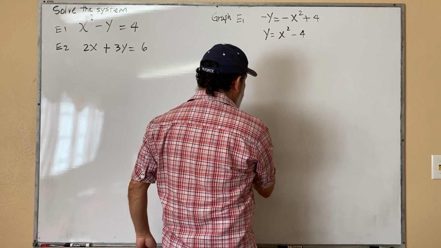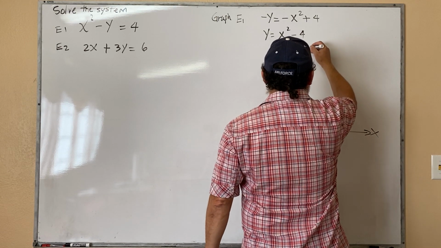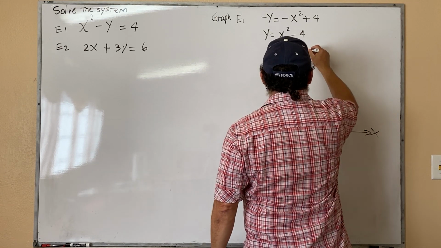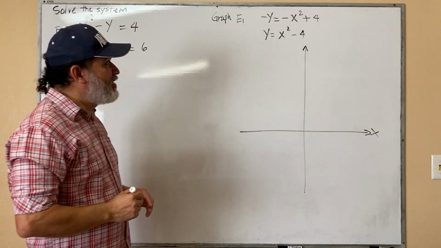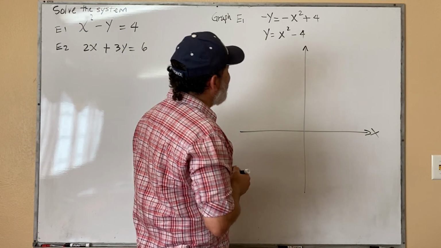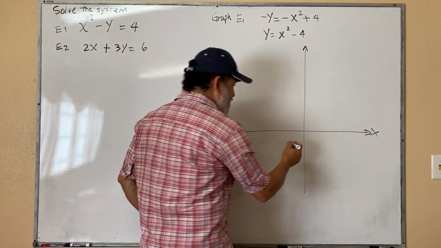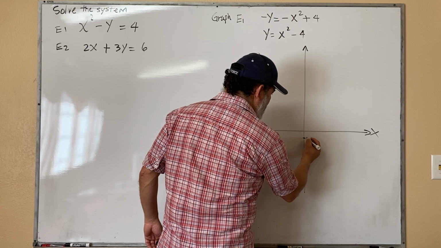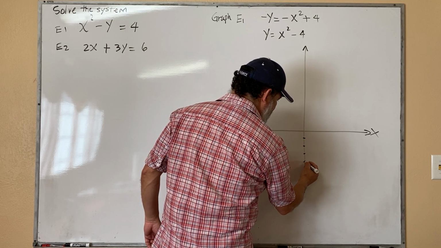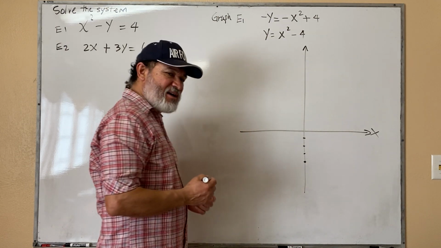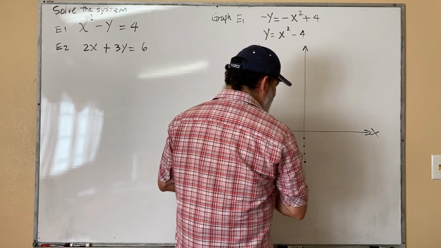Okay, let's graph it. That's x. This is y. And that's a parabola. Okay, with its vertex right there. 1, 2, 3, 4, right there. That's the vertex. Okay, and it opens up.